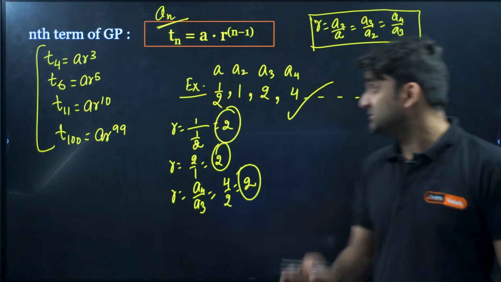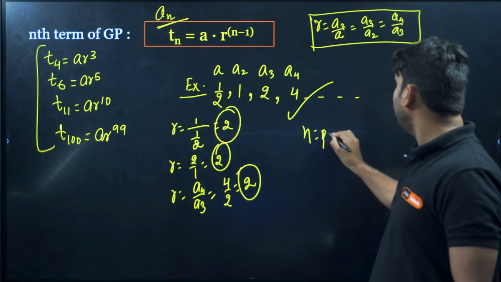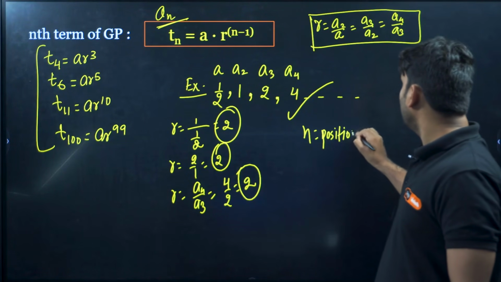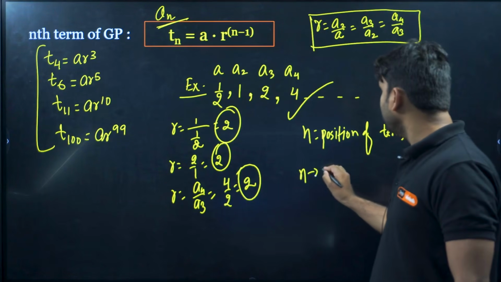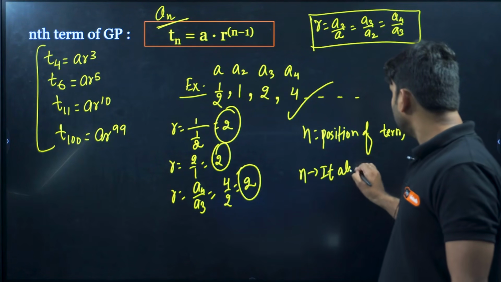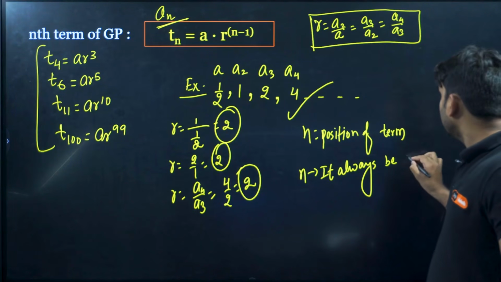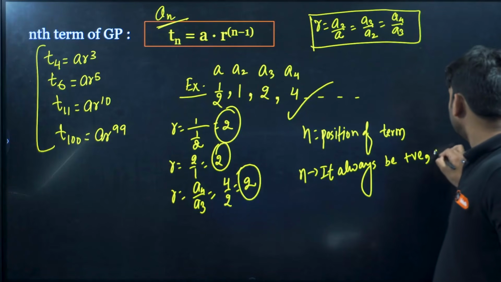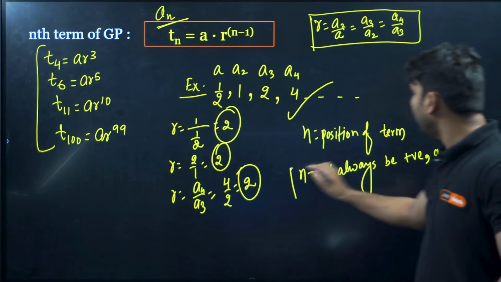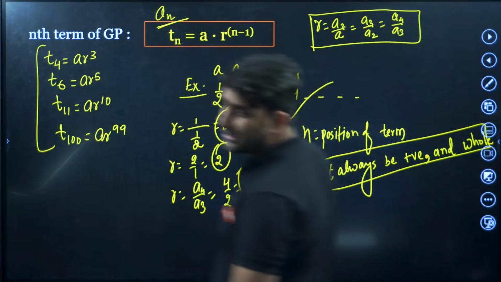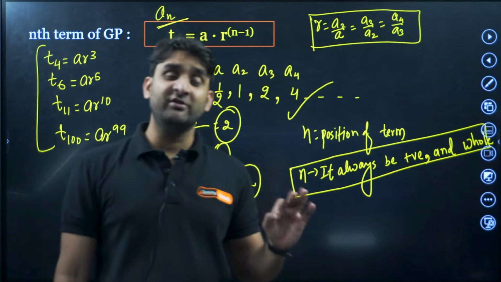But make sure, guys, please make sure N is the position. What is N? N is the position of the term. So N will always be positive and whole. N can't be negative and N can't be fractional or decimal. N will always be a whole number.